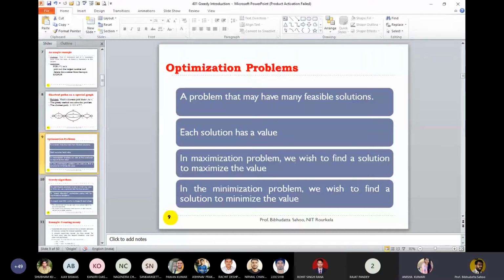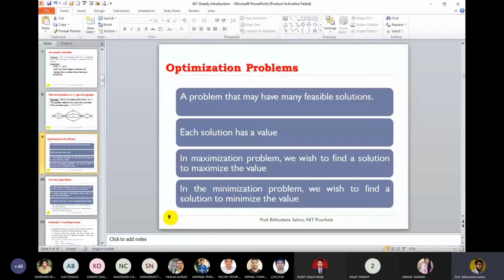So you are not selecting all of the edges. If there are n vertices, then we will select only n minus 1 edges. Very good. But which n minus 1, you are not sure. That is the question.